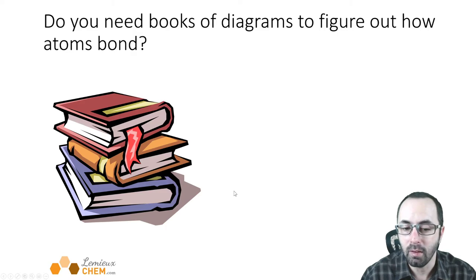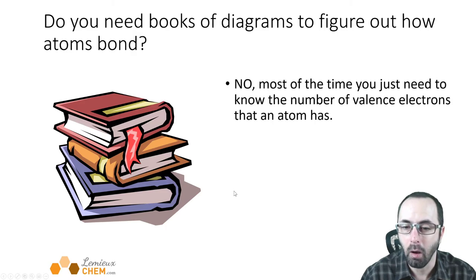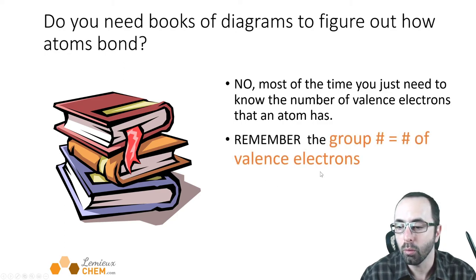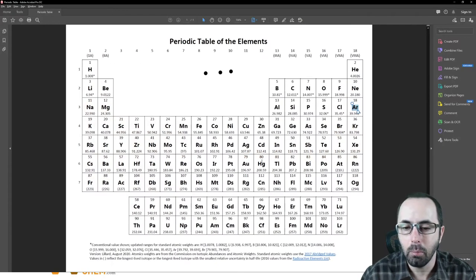When we're going to use this information to decide how atoms bond, we don't need anything fancy. We just need a periodic table. The group number is the number of valence electrons. This is going to be really important as we move forward. So group 1 is going to be 1 valence electron. Group 2, 2 valence electrons. That's this group right here, starting with beryllium.